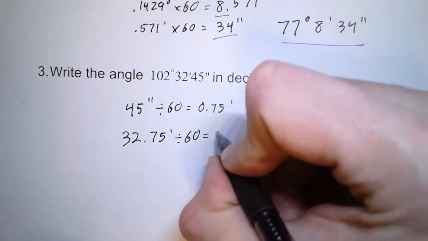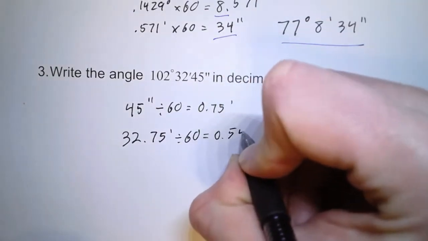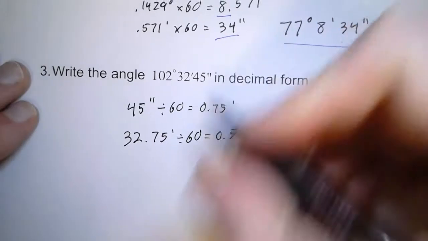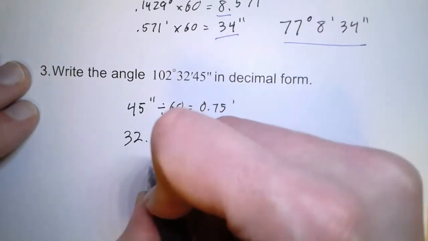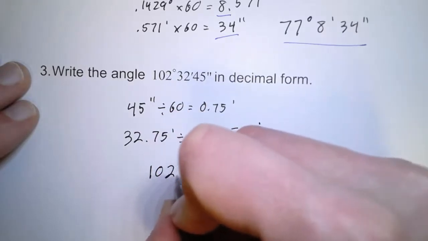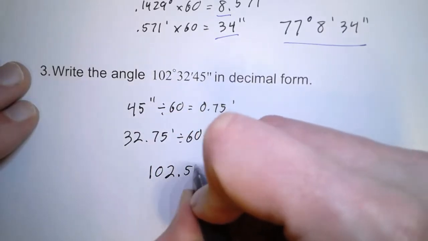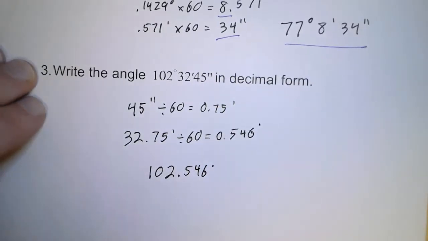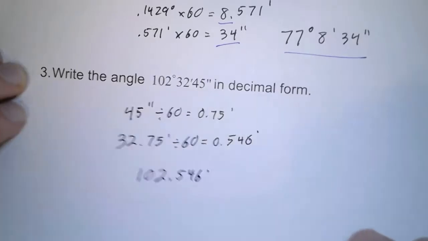And that gives us 0.546 degrees. And so we add that on to the whole angle of 102, so it's 102.546 degrees. And so that is our angle in decimal form.